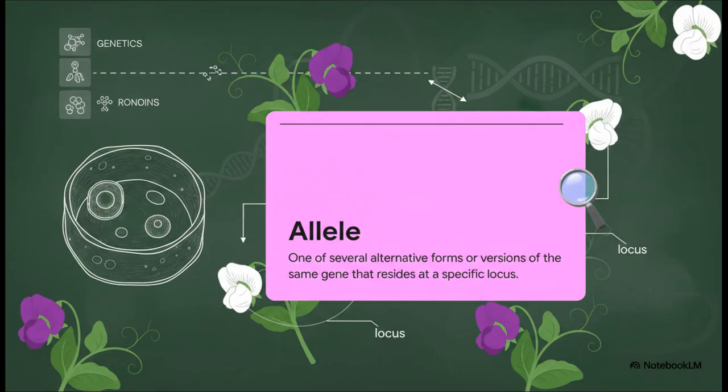Now, a single gene can actually come in different versions. We call these alternative forms alleles. So, for example, the gene for flower color in peas is always at the same spot, the same locus. But one version of it, one allele, might code for purple flowers, while another allele codes for white flowers. Same gene, just different flavors.